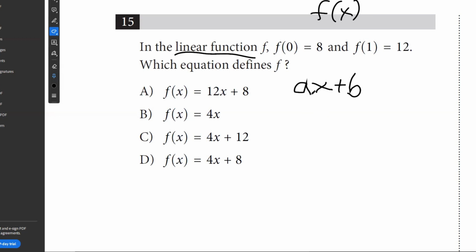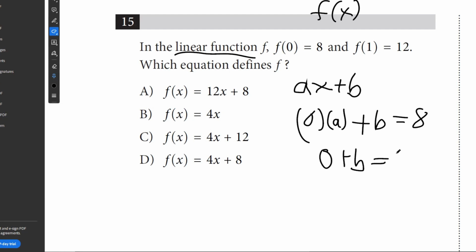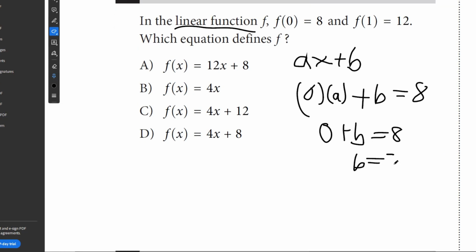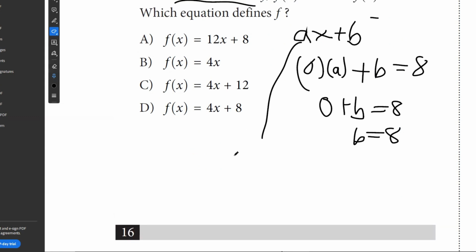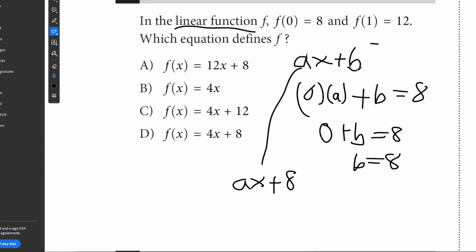F of 0. Whenever we plug 0 into x, we end up with a times 0 plus b, and it says it's equal to 8. So 0 plus b is equal to 8. So b is equal to 8. Very nice. So we just got rid of something. Now our equation has changed to a times x plus 8 because we know what b is.